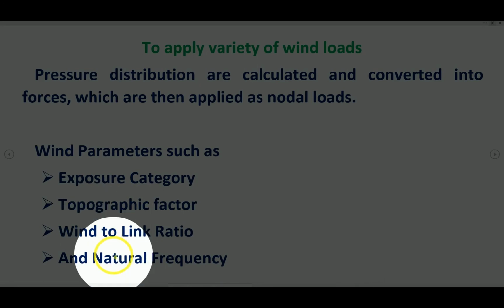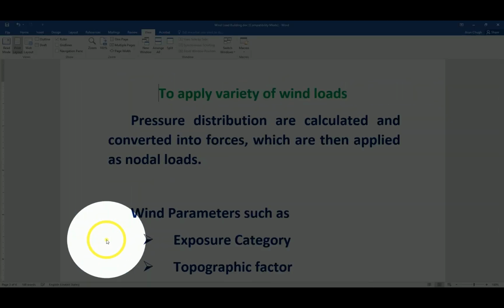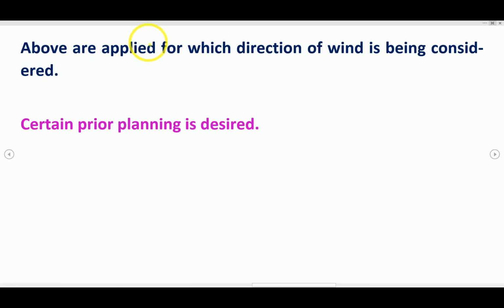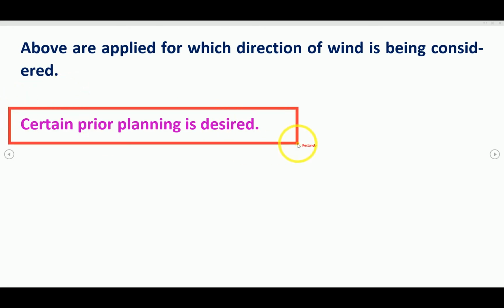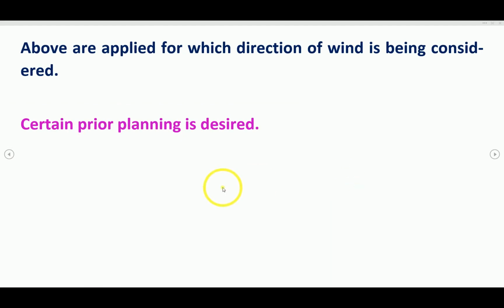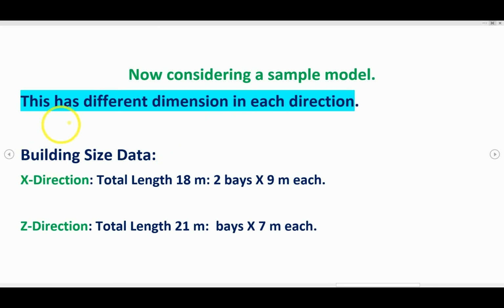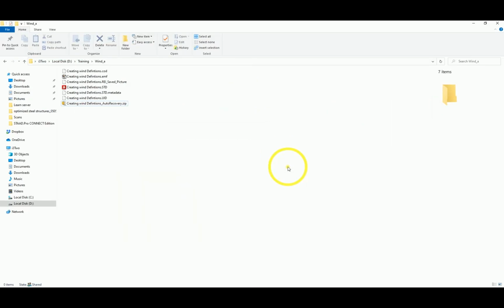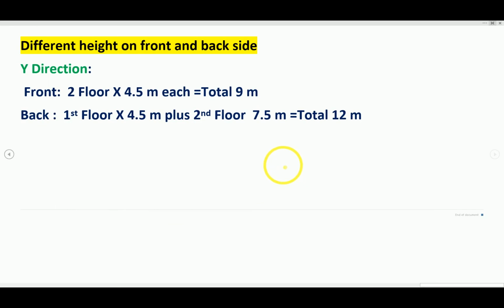Now we will consider a sample model. This model, as we have created, just having size data and different heights on front and back side. The first floor is 4.5 meter and second floor is the variable height, 4.5 meter in front and 7.5 meter at end. Now add the code definitions for wind using the wind parameters.